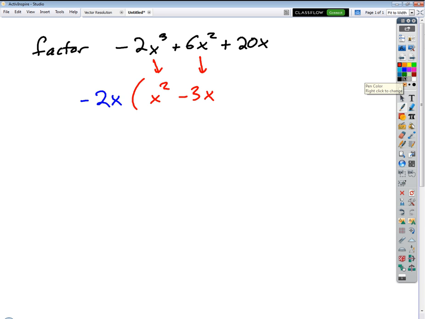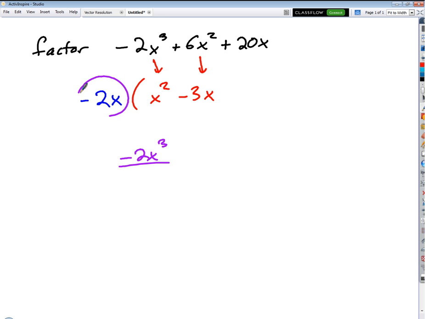So the first one wasn't so bad. If I take a -2x cubed and I divide that by -2x, well, the -2's cancel, right? What's x cubed divided by x to the 1? X squared, because remember, when we divide like bases, we subtract exponents, right? Okay, so then that's how we get this x squared, right? Okay, what about this term?